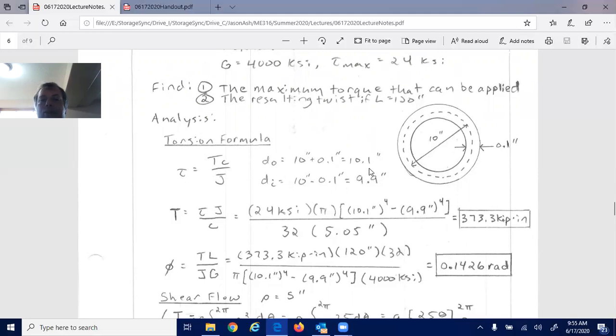The difference is 0.2, which makes sense. We have a 0.1 wall thickness on each side, and so that is the difference between the diameters. If you look at the difference between the radius values, that would be your 0.1 inch.